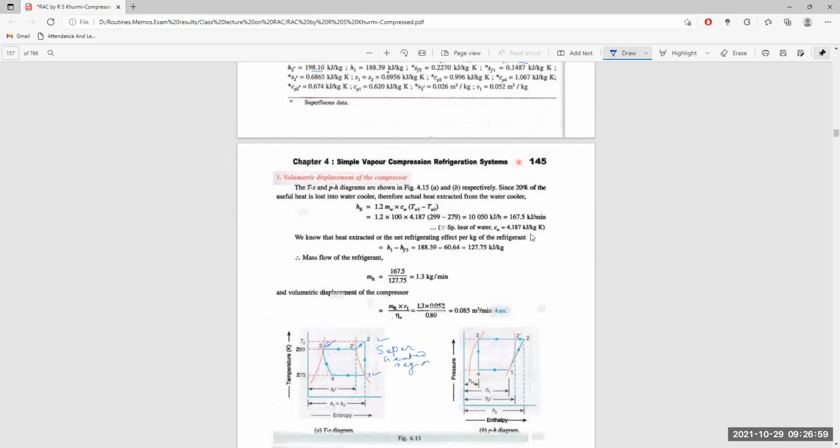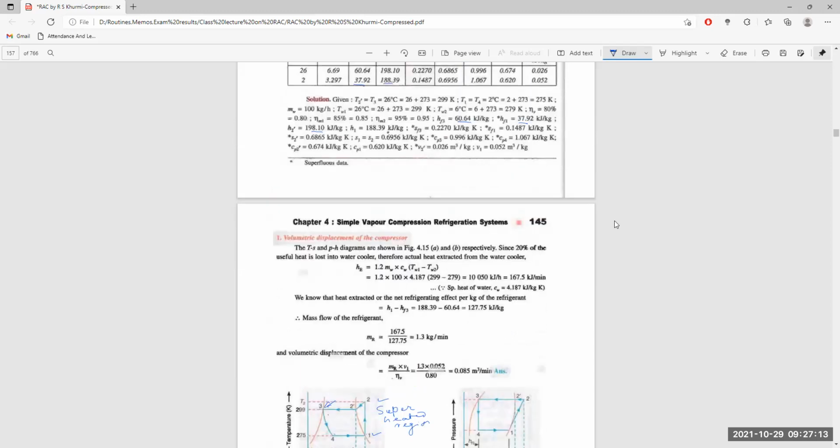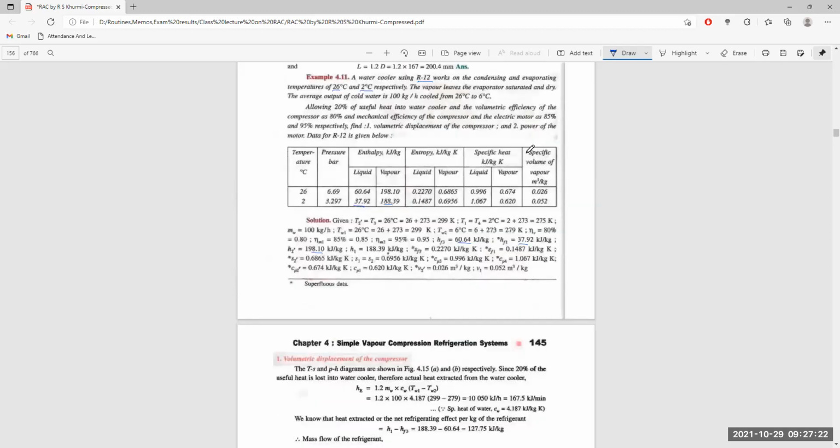Here it is on the wet saturated line. So this entropy will be the entropy of the refrigerant in the liquid state at condensate temperature. SF3 will be the entropy at liquid state at the high condensate temperature. This is 0.2270, it is given here.